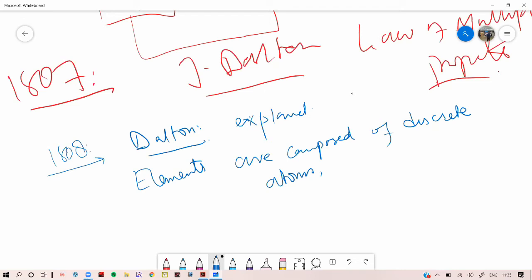Compounds are formed when atoms of different elements combine in a simple ratio. This was proposed by Dalton at that time. That means compounds can be formed when different atoms of different elements combine. This is what Dalton proposed.